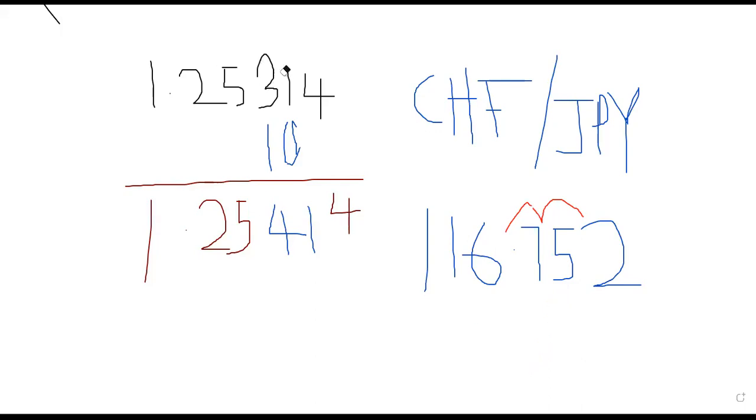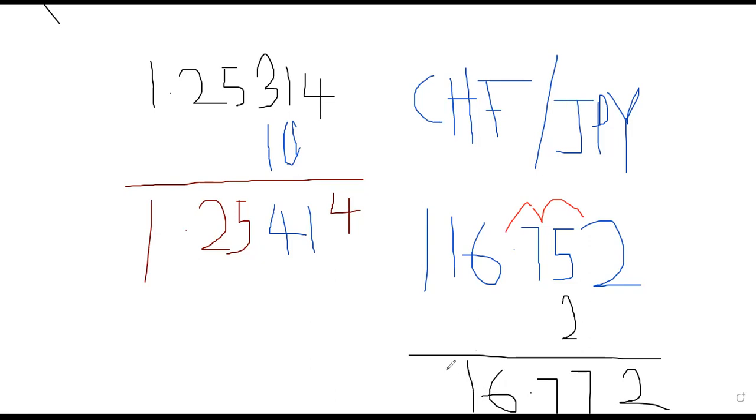Then, if I add 2 to that exchange rate, this is 2. 5 plus 2 is 7. So this is 116.772. What if I want to add 10 to this exchange rate?